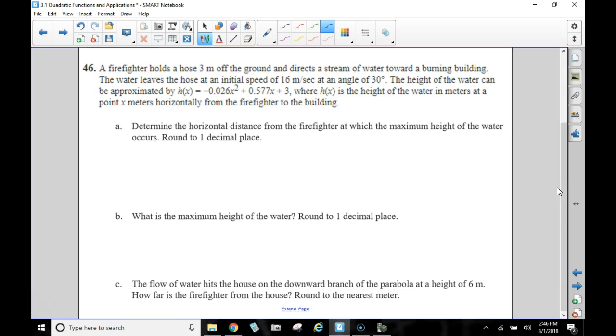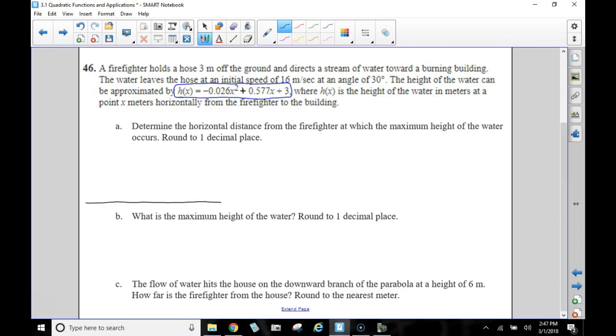The height of the water can be approximated by h of x equals negative 0.026x squared plus 0.577x plus 3, where h of x is the height of the water in meters at a point x meters horizontally from the firefighter to the building. Okay, so let me draw just a little picture of what's going on here.